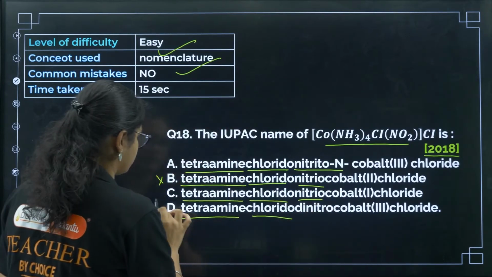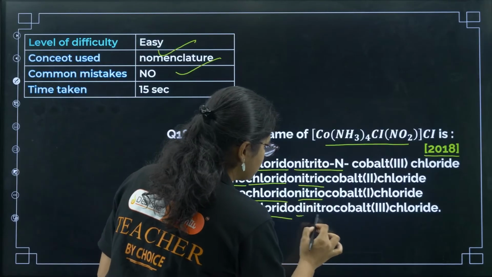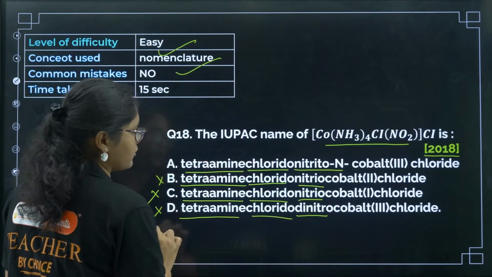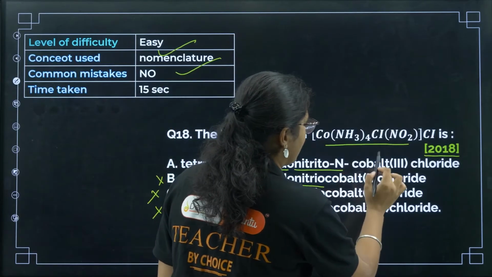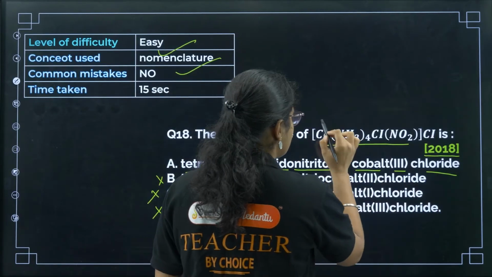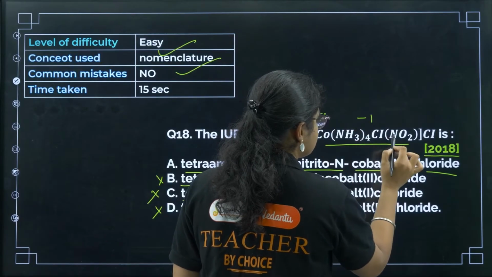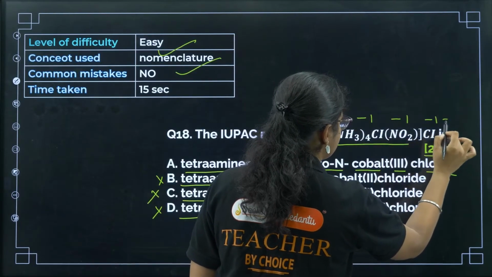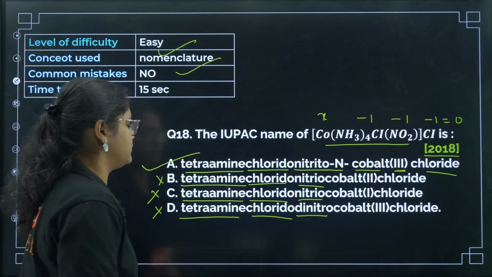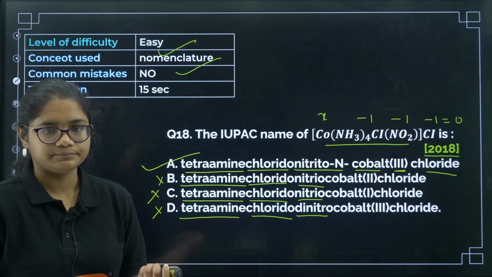Here also it is not there, we can eliminate this option. Here it is given dinitro, so that is also wrong. So here we have nitrito N, cobalt 3 chloride. Okay, so if you see the oxidation state, here it is X, here it is -1, here it is -1, here it is -1, that is 0, and this will give you +3 state. So the correct answer will be option number A.